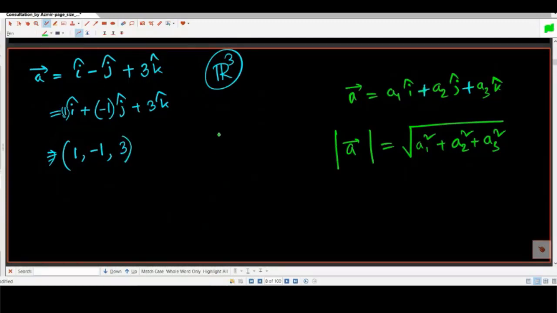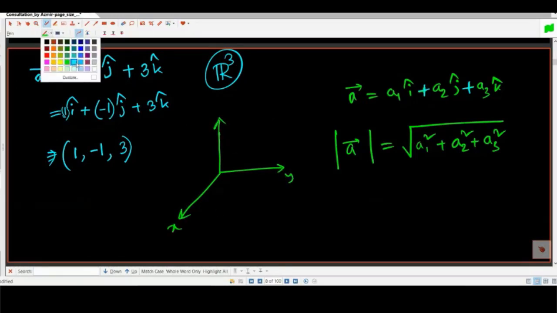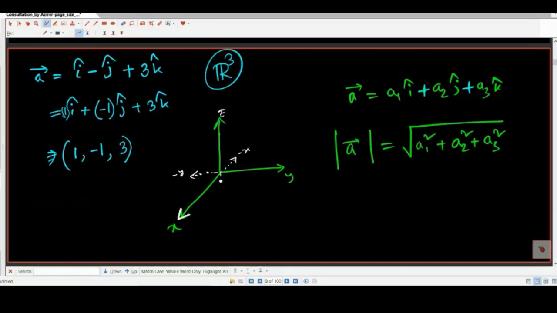We can locate this vector in three dimension x, y, and z. So here this is the positive x. In backward portion we will get the negative x. This is the positive y. In backward portion we have the negative y. This is the positive z. In backward portion we have the negative z.